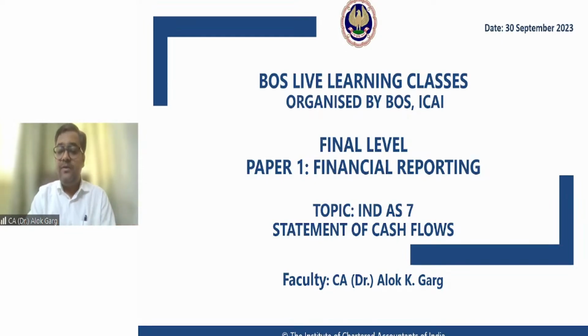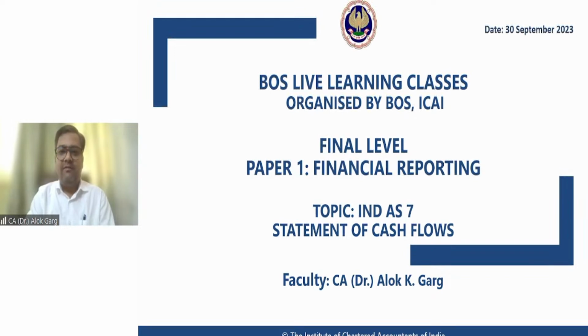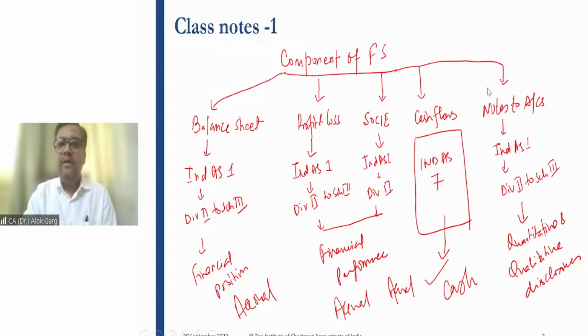Just to start this session with a comfort which I want to give to all of you, that between AS 3 cash flow and Ind AS 7 cash flow, there is not much difference. Except that more guidance is given in Ind AS 7 in comparison to AS 3, right?